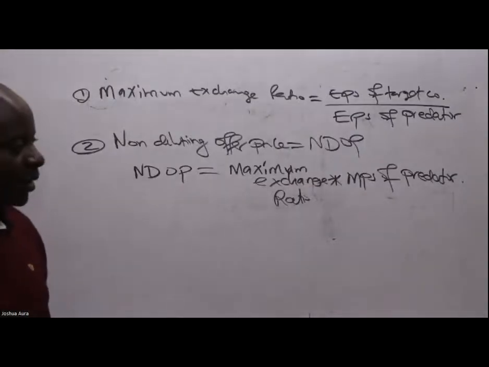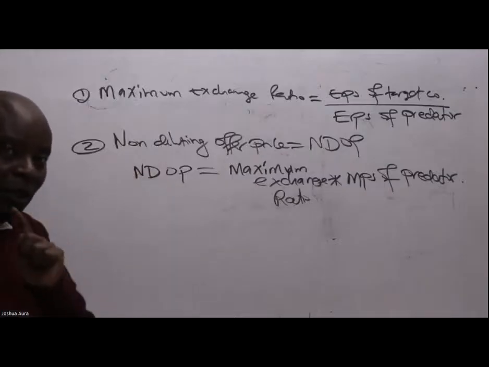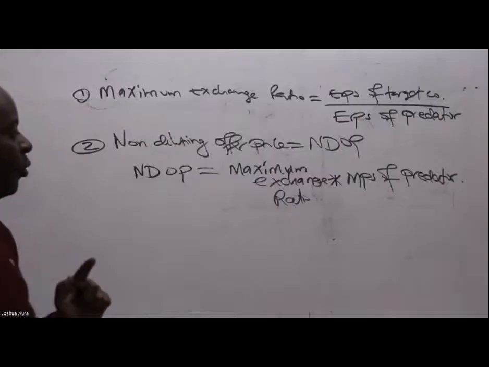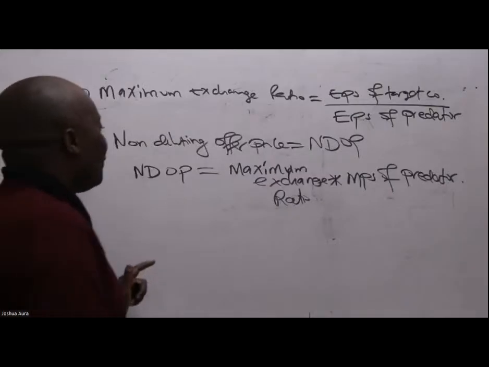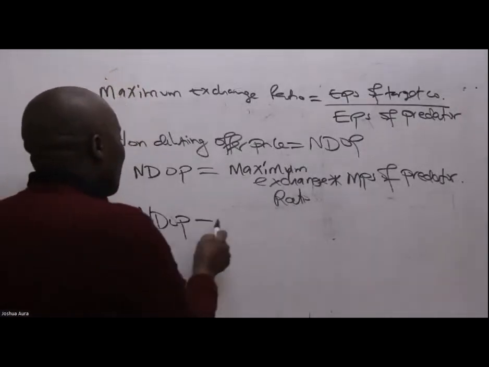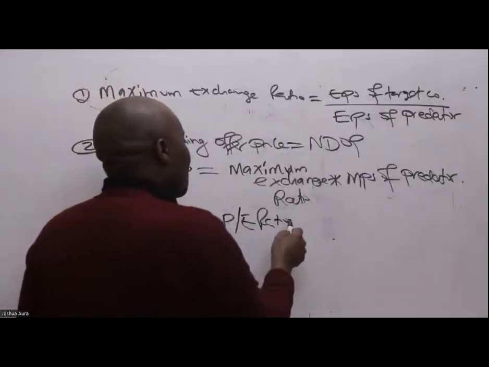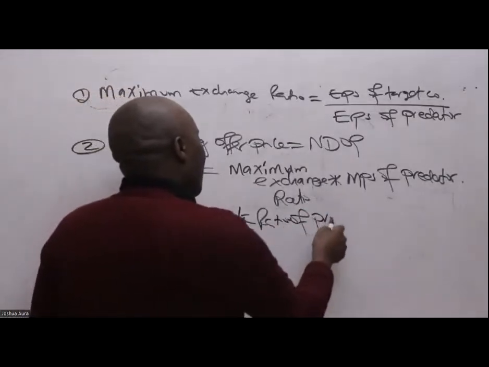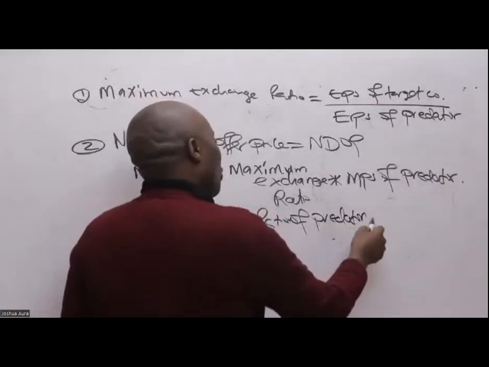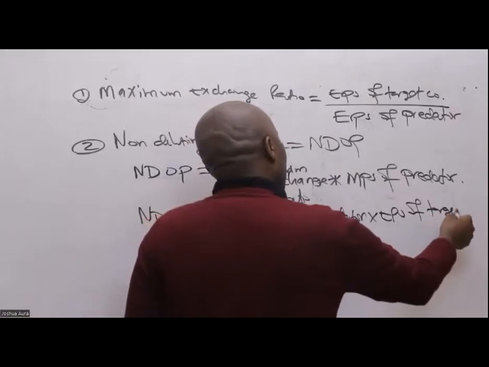Very, very important. And if you want to derive this, like what I'm seeing Mr. George doing there, Mr. George is a bright student. If you want to use the longer formula, remember we said that NDOP is PE ratio of predator times EPS of target.